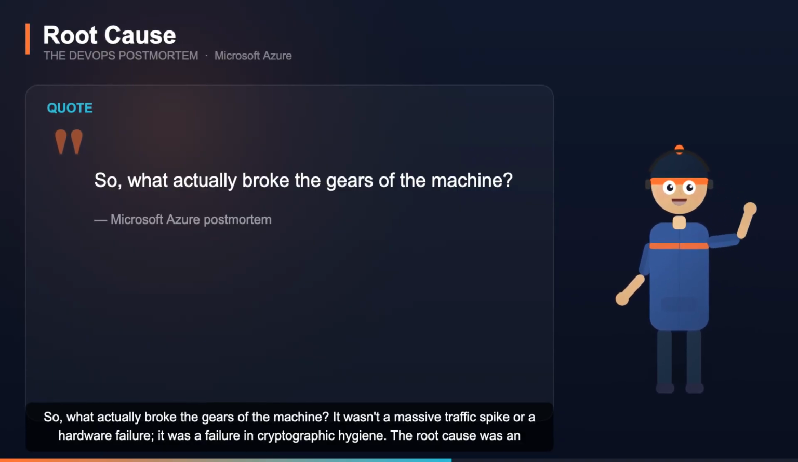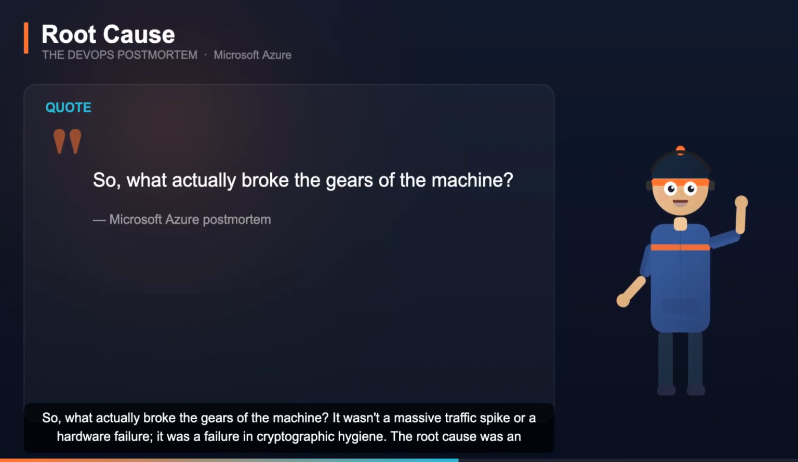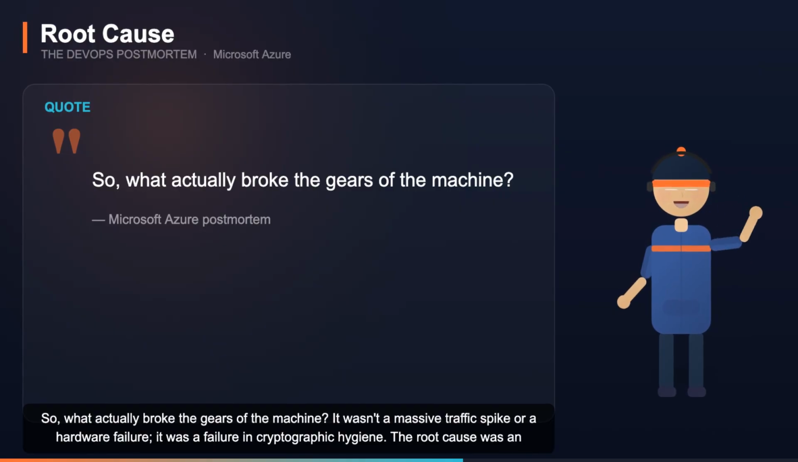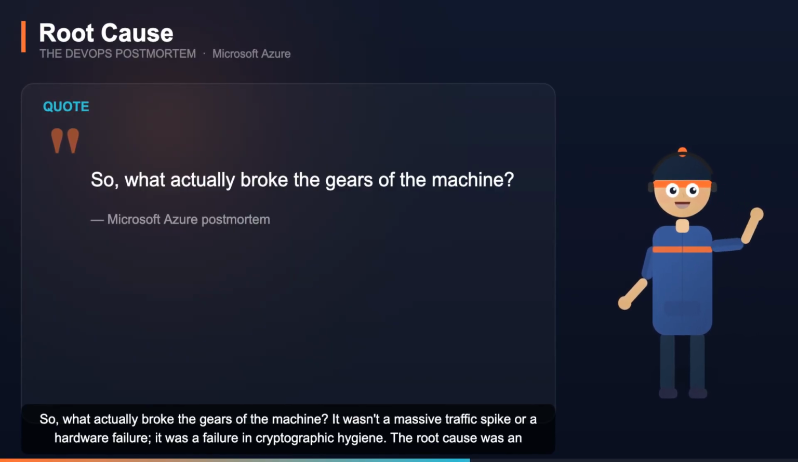By the time engineers realized what happened on March 15, they were fighting a ticking clock against propagation issues and stubborn caching layers that refused to let go of the old, broken metadata. It was a classic case of an automated safety feature becoming a single point of failure for global identity.